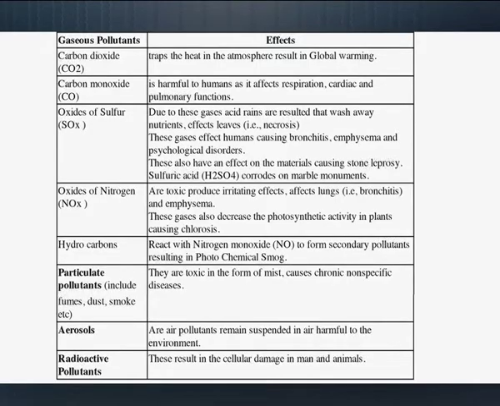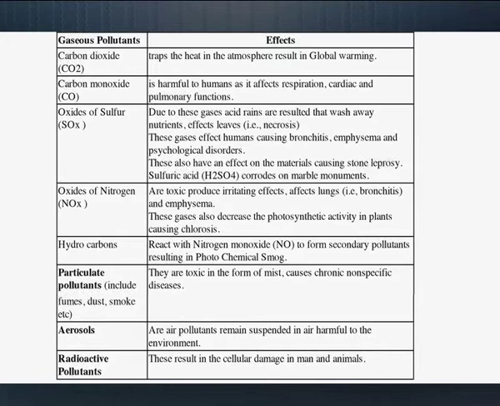Gaseous pollutants and their effects. Carbon dioxide, CO2, traps the heat in the atmosphere, resulting in global warming. Carbon monoxide, that is CO, is harmful to humans as it affects respiration, cardiac and pulmonary functions. Oxides of sulfur, SOx. Due to these gases, acid rains result that wash away nutrients and affect leaves, that is necrosis. These gases affect humans, causing bronchitis, emphysema and psychological disorders.